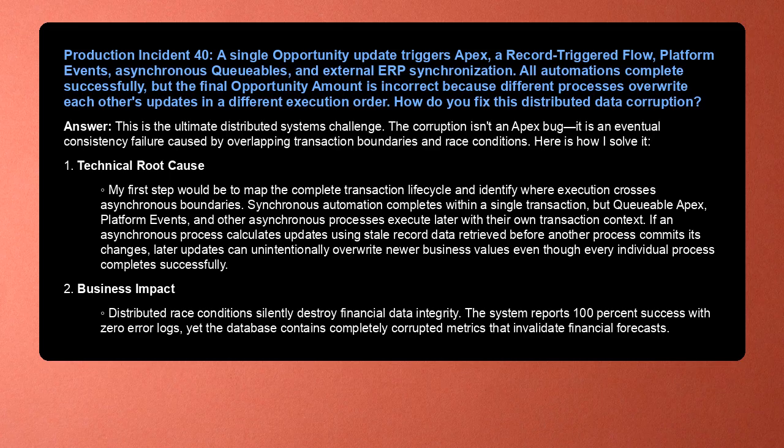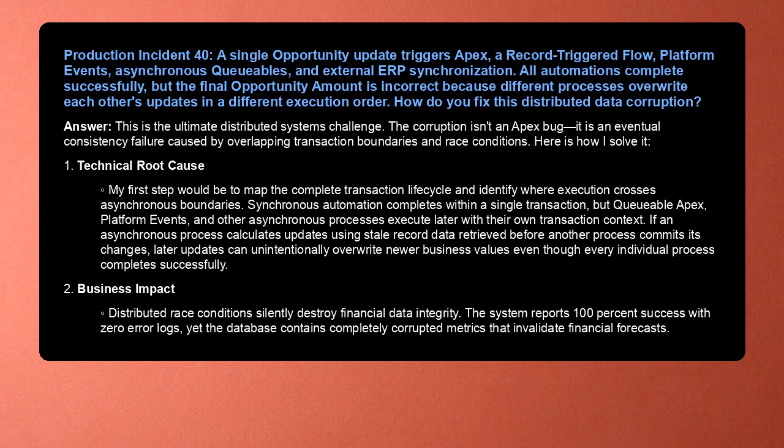1. Technical root cause. My first step would be to map the complete transaction lifecycle and identify where execution crosses asynchronous boundaries. Synchronous automation completes within a single transaction, but queueable Apex, platform events, and other asynchronous processes execute later with their own transaction context. If an asynchronous process calculates updates using stale record data retrieved before another process commits its changes, later updates can unintentionally overwrite newer business values even though every individual process completes successfully.